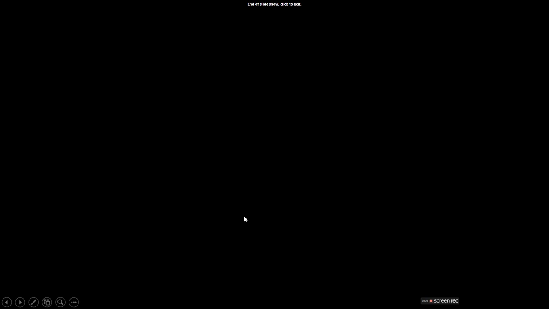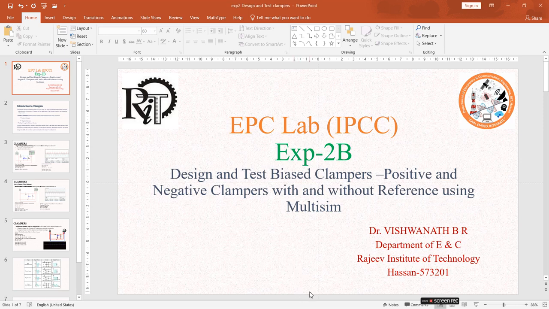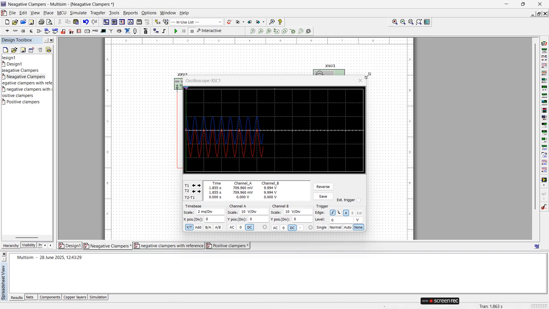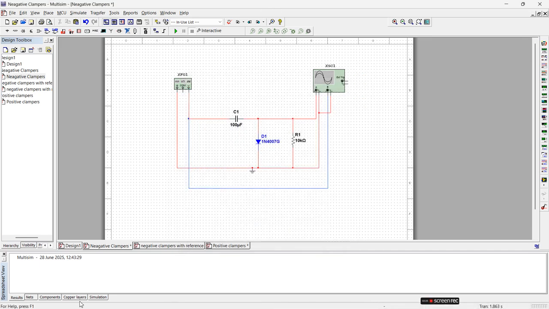So now we need to verify these circuits through Multisim. Therefore, I go to the Multisim environment. I already constructed and executed. So first I will go to the negative clamper. So in the negative clamper, observe the circuit diagram.